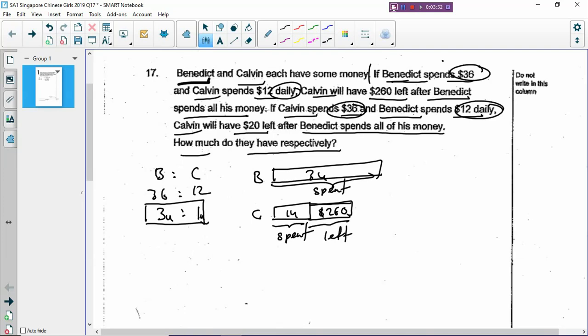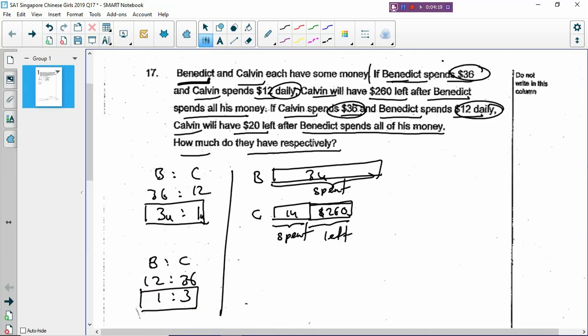Next sentence. If Kelvin spent $36 and Benedict spent $12 daily, there is another something that's fixed. So we have a second ratio to represent something that's fixed over here. Kelvin spent 36 and Benedict spent 12. So the ratio now is 1:3, which is the simplest form. And we're going to use that to draw the model.